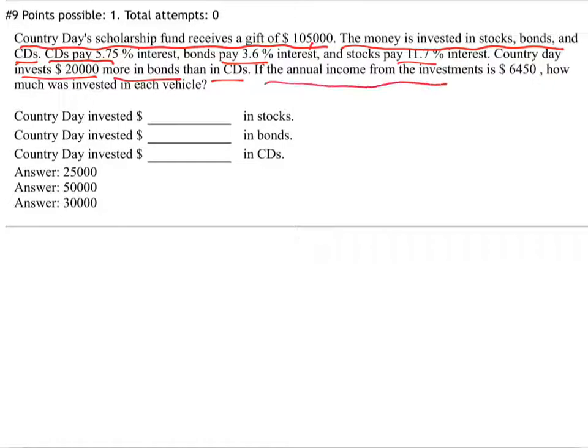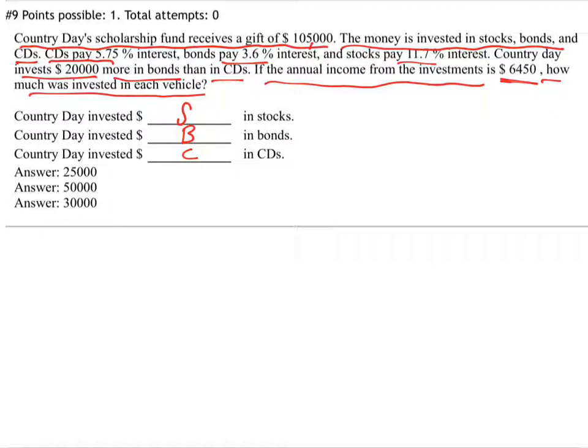If the annual income from the investments is $6,450, how much was invested in each vehicle? Vehicle means stocks, bonds, or CDs. So let's call this one S for stocks, B for bonds, C for CDs. That's what we're trying to figure out. How much should be invested in stocks, bonds, and CDs?